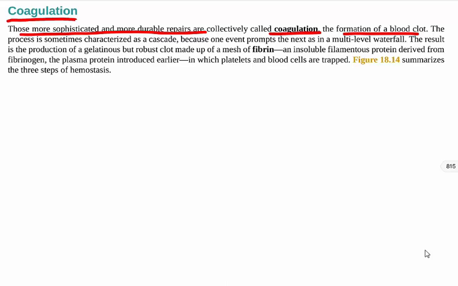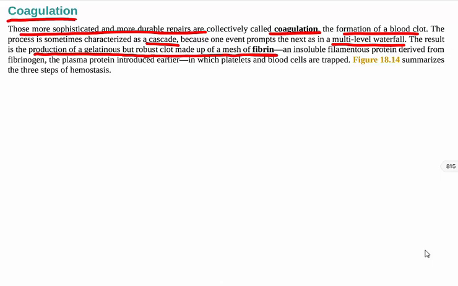It's sometimes characterized as a cascade because one event is going to prompt the next event. So it's kind of like a waterfall, as mentioned here. It's a multi-level waterfall. So we'll have one clotting factor that will initiate other clotting factors, and then other clotting factors, to go through this process of coagulation. The result is the production of a gelatinous but robust clot made up of a mesh of fibrin.